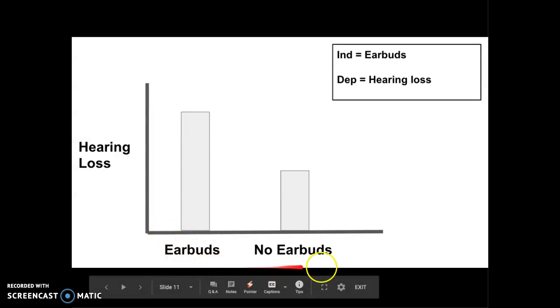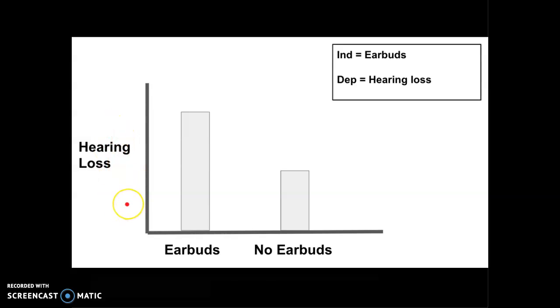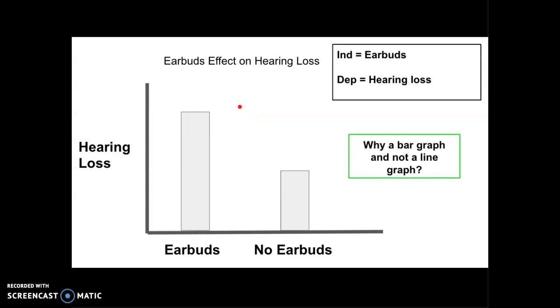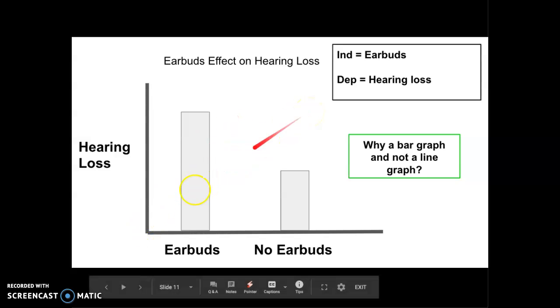My independent variable always goes on the bottom. So I'll have earbuds or no earbuds. My dependent always goes on the side. That's what I'm measuring, is hearing loss, right? And then I can't forget about my title. So why is this a bar graph and not a line graph? Could this be a line graph? Would that still make sense to you?